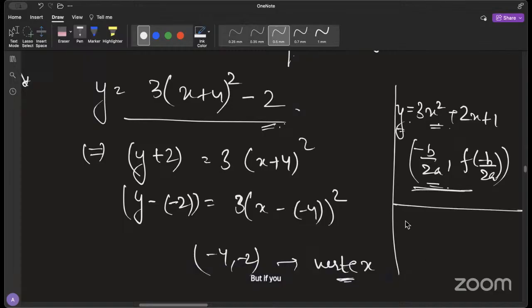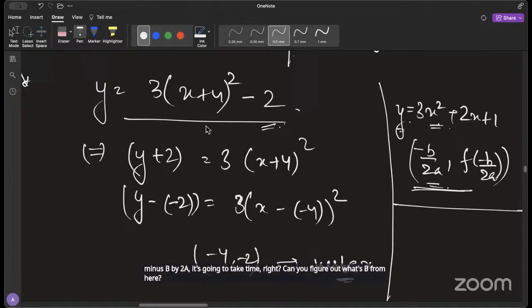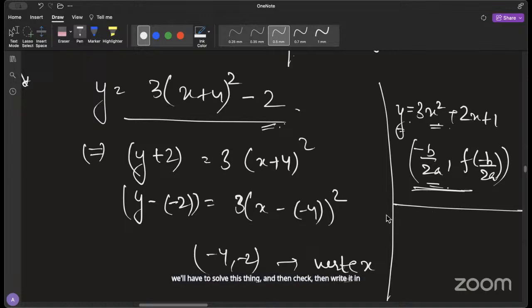But if you have something like this, let's say you have y like this one. Now, if you apply this formula, minus b by 2a, it's going to take time, right? Can you figure out what's b from here? You can't quickly tell what's b, right? You'll have to solve this thing and then write it in ax squared plus bx plus c form. And then only you can tell what's a, what's b, and what's c. So to avoid all that, you can just directly use this thing. This gives you the vertex. Write it in y minus y naught, x minus x naught form. That's it.